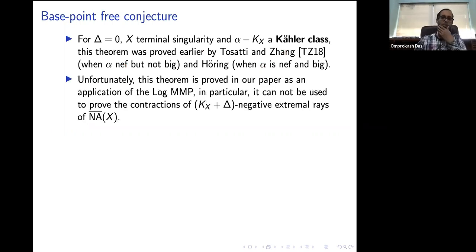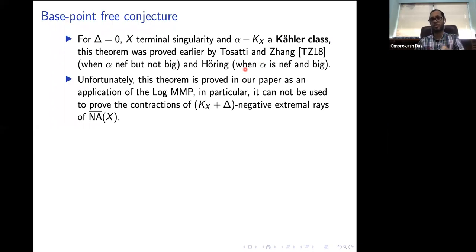Okay. Unfortunately, you would think that now that we have this log version of the contraction theorem, we would simply use it to contract Kx plus delta negative extremal rays, but that is not the case. Unfortunately, this contraction theorem, the log version in our paper, is proved as an application of log MMP. So in particular, it cannot be used to prove the contraction of Kx plus delta negative extremal rays in the generalized form. In fact, Höring's proof in the special case is also using the MMP, for terminal singularity and delta equal to 0.